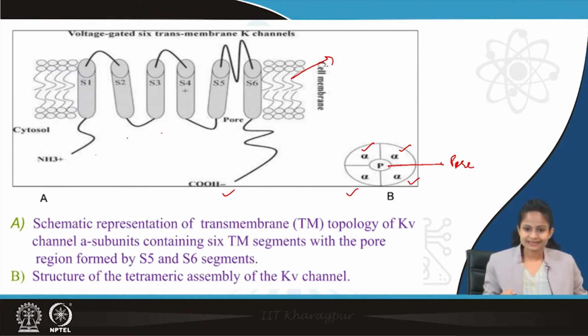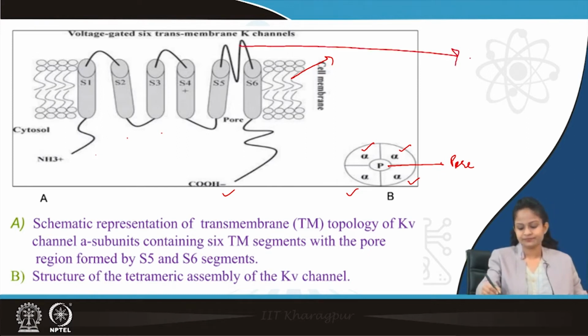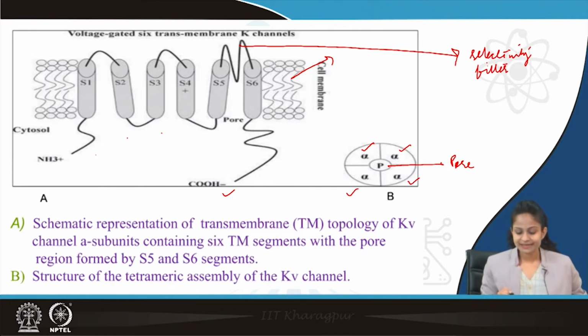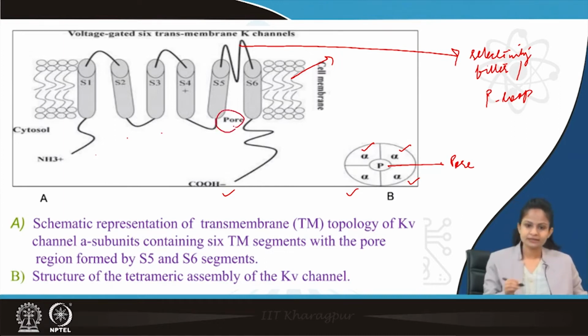The S5 and S6 segments constitute the selectivity filter. This we have already discussed in the sodium channel also. The selectivity filter, also known as the P loop, is mainly meant for the identification or selective passage of a particular ion. In this case, since it is a potassium channel, it will pass only the potassium ions and not any other ions, and this also constitutes the pore domain, which causes the ion permeation to occur.